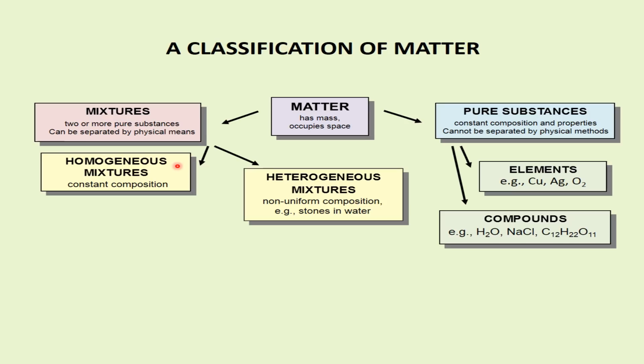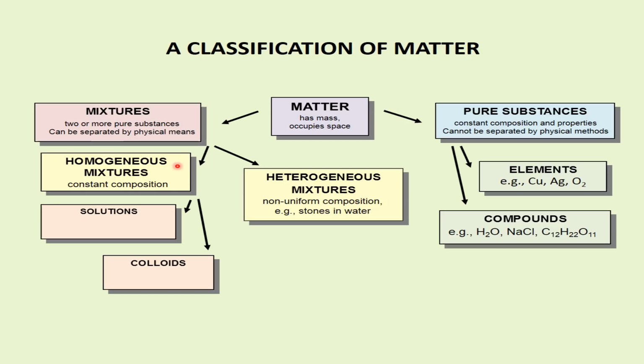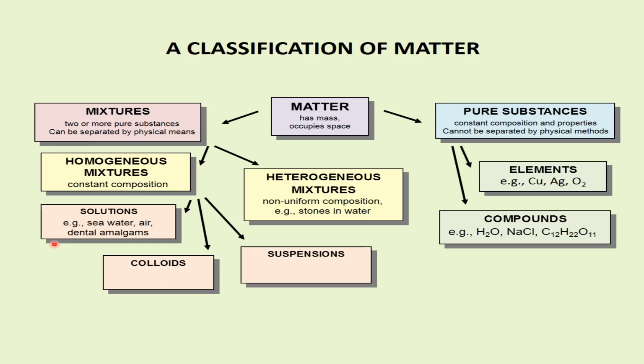We want to spend our time looking at the different forms of homogeneous mixtures. And there are three kinds. They include solutions and colloids and suspensions. And we'll deal with each of these in some detail, but by way of introduction, let me just say here that an example of a solution might include seawater or air or dental amalgams. An example of a colloid includes such things as milk or smog or clouds. And examples of suspensions would include, say, muddy water and even a dust storm.